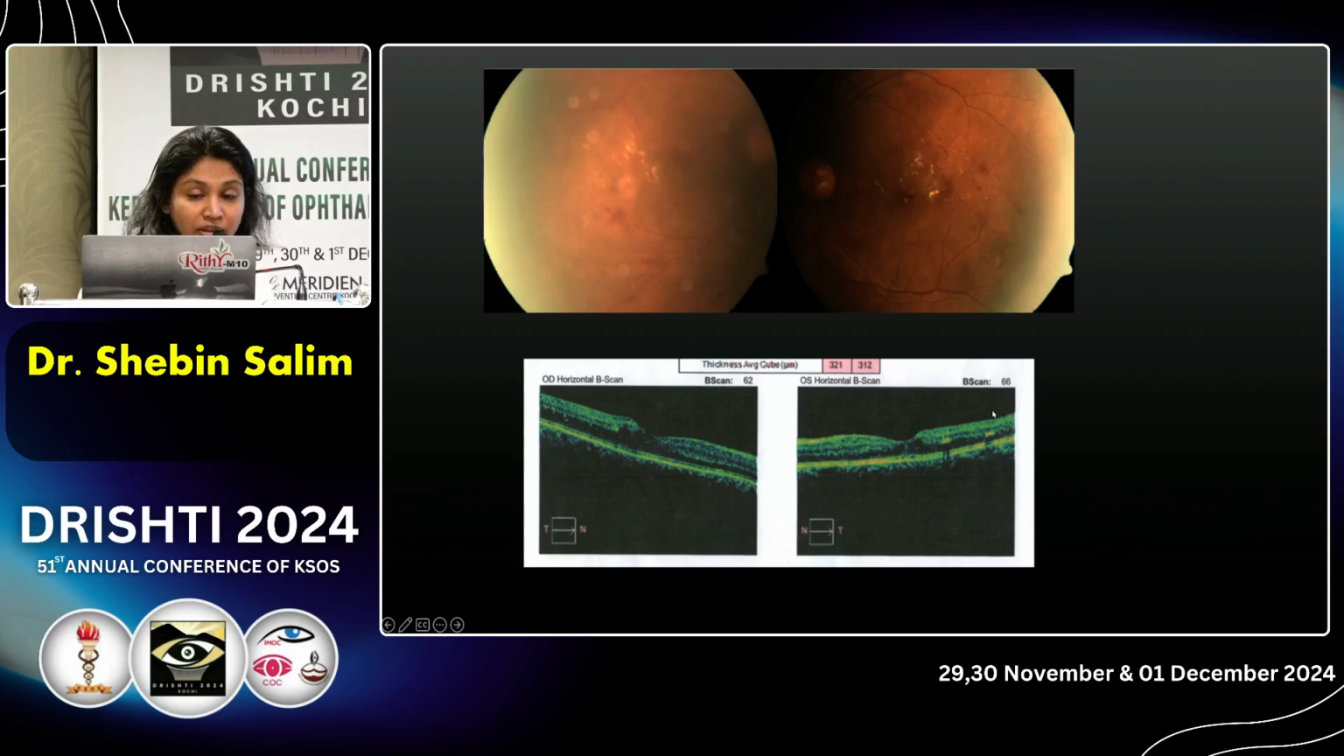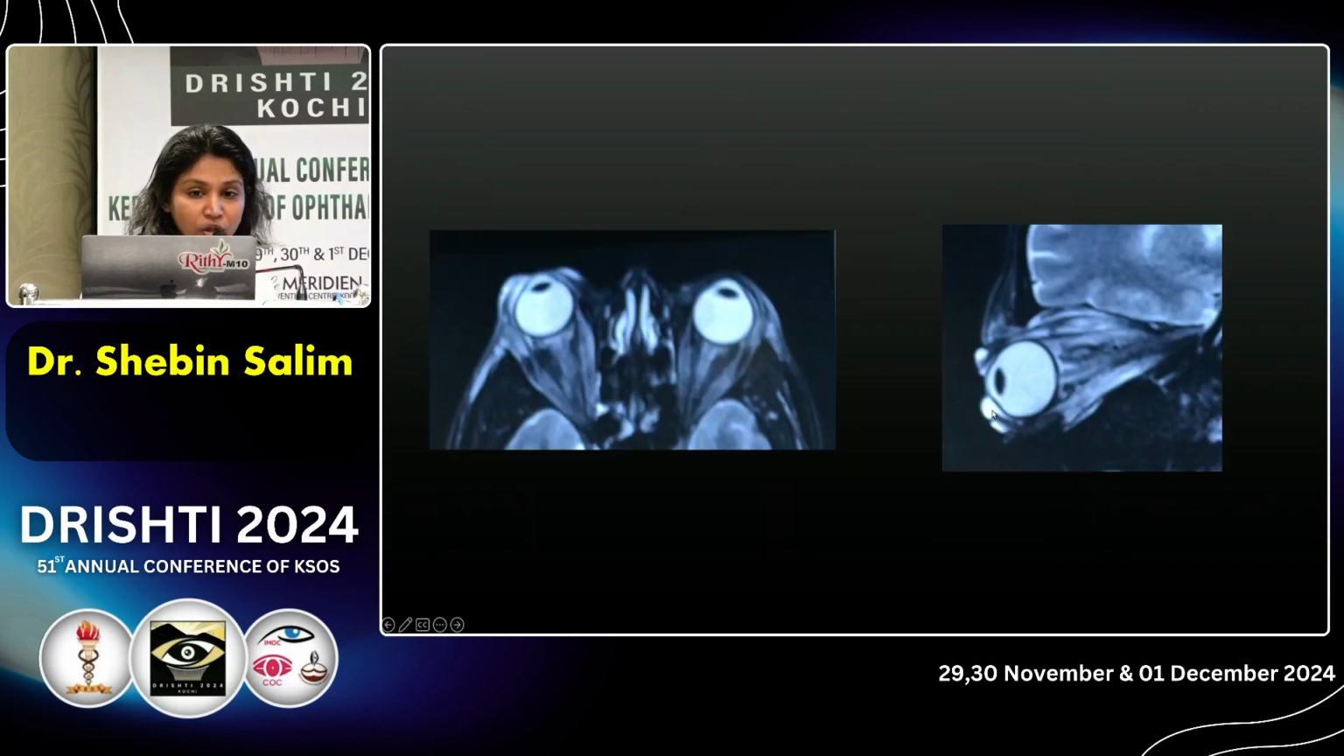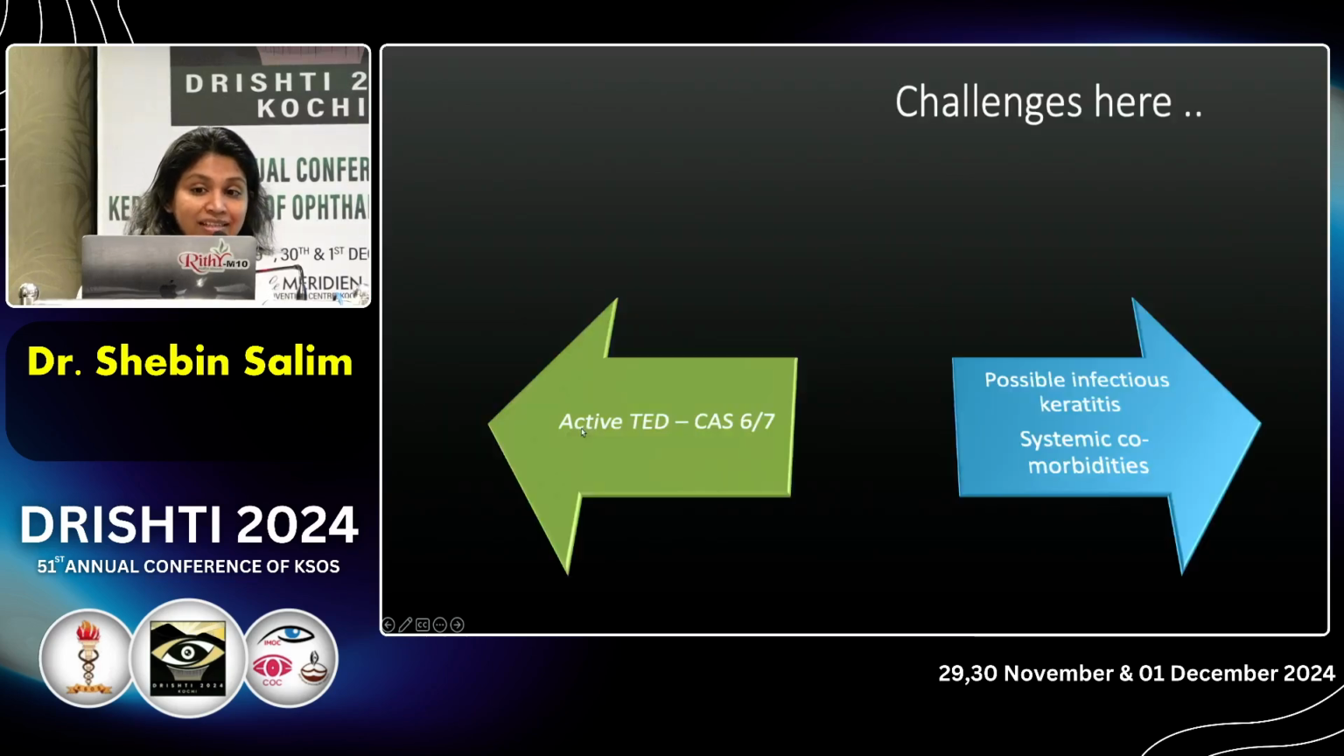So he had both eyes non-proliferative diabetic retinopathy, imaging by MRI scan of the orbit showing bilateral enlarged extraocular muscles, which is more on the right side with apical crowding. So the challenges here, on one side we have active thyroid eye disease and on the other side possible infectious keratitis with the multiple systemic comorbidities.